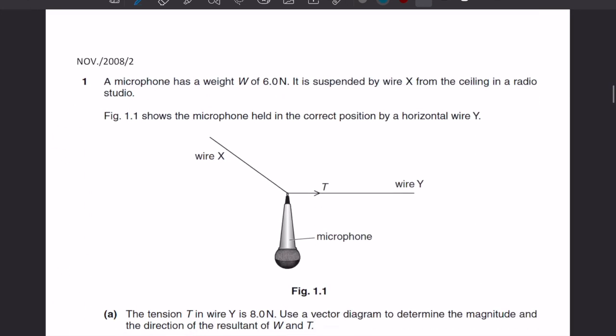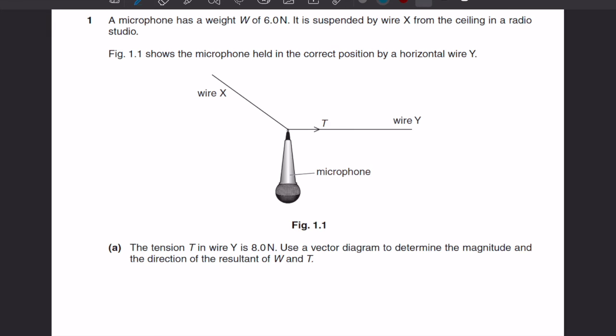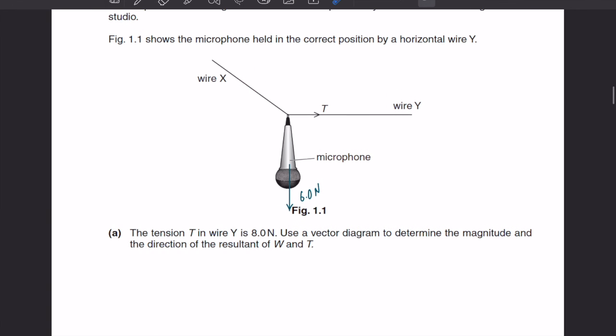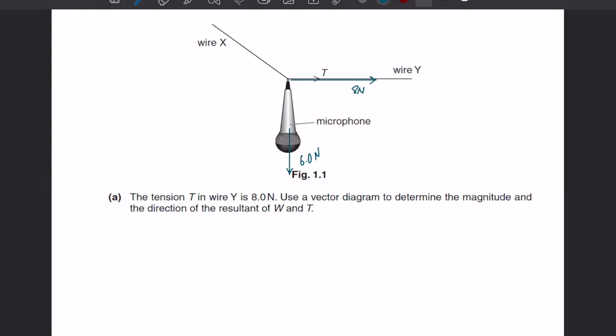I also get some structured questions, like in this question, if you would see, a microphone has a weight of 6 Newton. So I know that weight of the microphone must be acting vertically downward. So that is 6.0 Newton. And suspended by wire X from the ceiling. So I can see this wire is connected to the ceiling. And another horizontal wire Y. The tension T in wire Y is 8 Newton. So I also know this 8 Newton force, the horizontal force. And then it says use a vector diagram to determine the magnitude of the resultant of W and T.